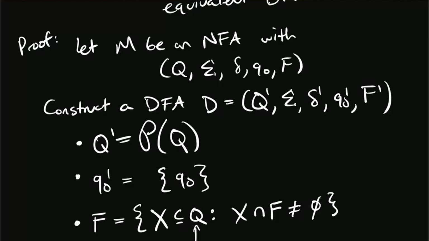Can you clarify if that's F prime and if that is F prime too? Oh, oops, you're right. F prime. My bad. F prime on the left means the final states in the DFA. The F on the inside, I do mean the NFA's final states. So what do we mean here?